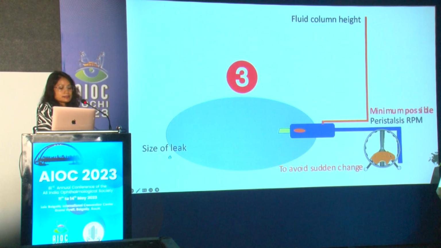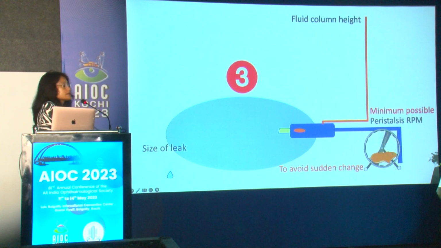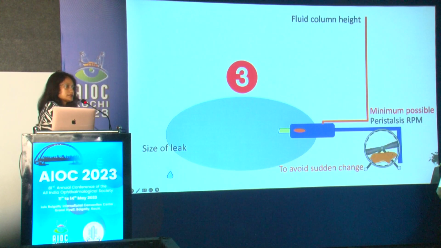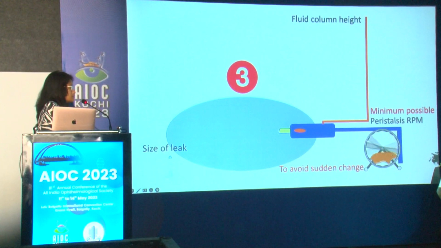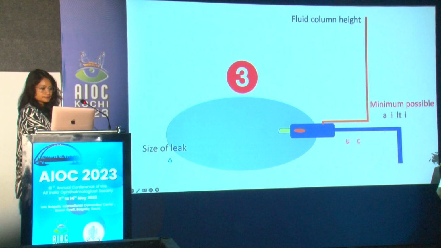Third, in case of a peristaltic machine, we should keep the RPM as low as possible. This is because this determines the AFR. When the AFR is raised, all the events that take place in the phacoemulsification will also go at a faster pace, whether it's the vacuum, the rise time, or the surge. So it's important that we keep the AFR at a minimum level to avoid any untoward accident.